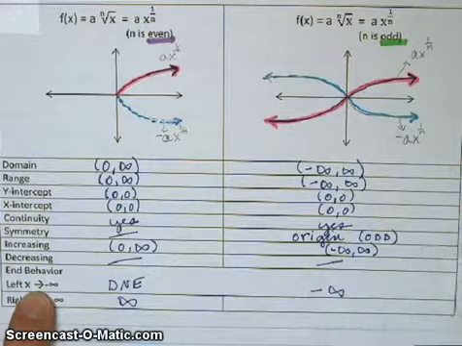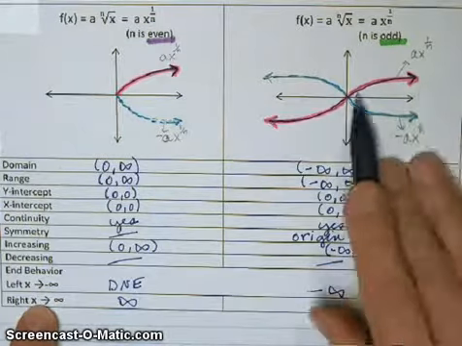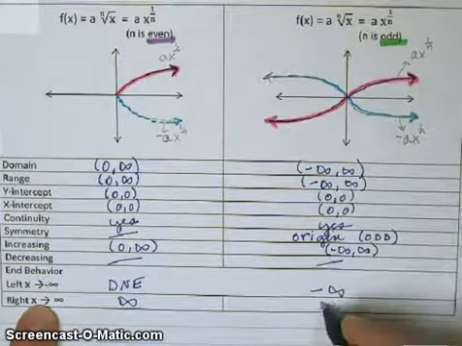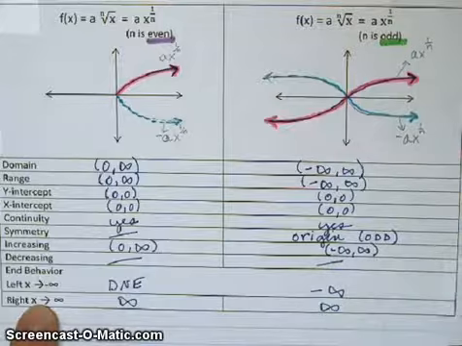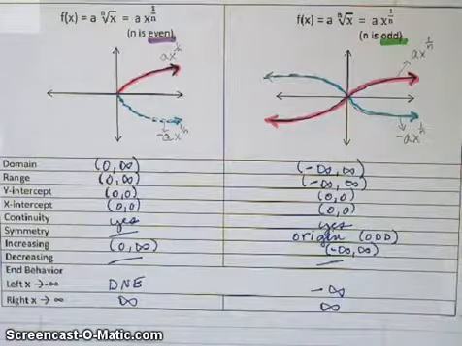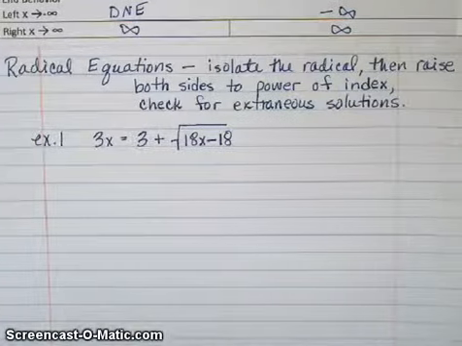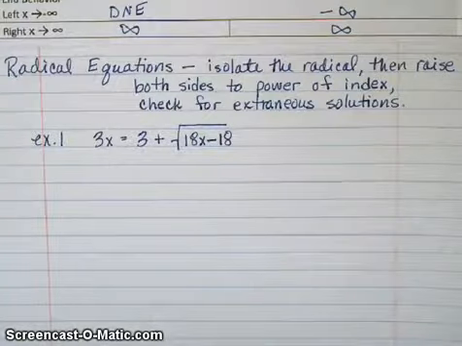And as x approaches positive infinity, the function is also approaching positive infinity. All right, when we come back, we're going to talk about some radical equations, and we're going to do a couple examples. When you solve equations, you usually isolate the variable that you're trying to solve. Well, with radical equations, it's the same idea.